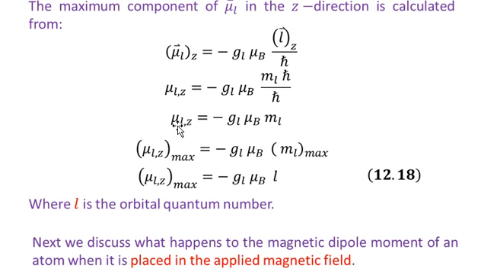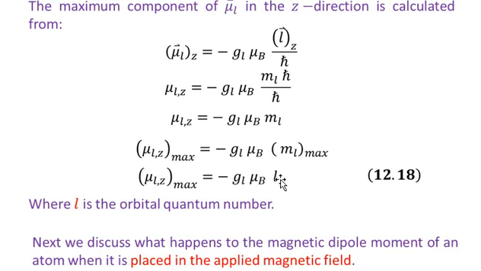So this is the component of mu L in the direction of the magnetic field. And you know that mu Lz now depends upon three quantities: minus GL times the Bohr magneton times the orbital magnetic quantum number of the electron. Now, if you want to calculate the maximum value of this quantity, you can take the maximum on both sides. You know that the maximum value of the orbital magnetic quantum number is equal to L, which is the orbital quantum number.